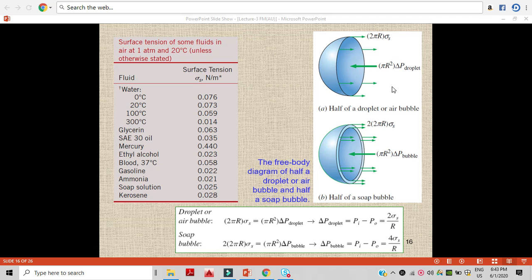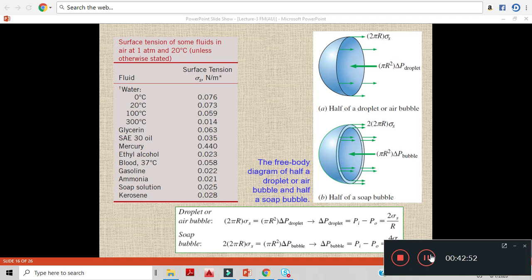Because if the delta P drops, what will happen? The bubble or the drop will collapse. To maintain the shape and size of the bubble, what should be the delta P, and what should be the surface tension of the fluid? That we can calculate by using this formula. Here you can see the force inside and force outside, so we can calculate that here.